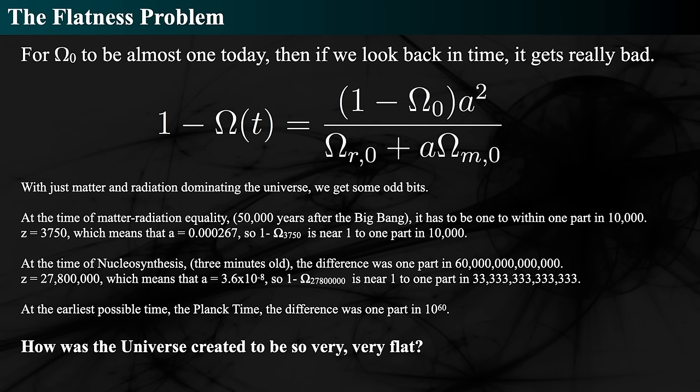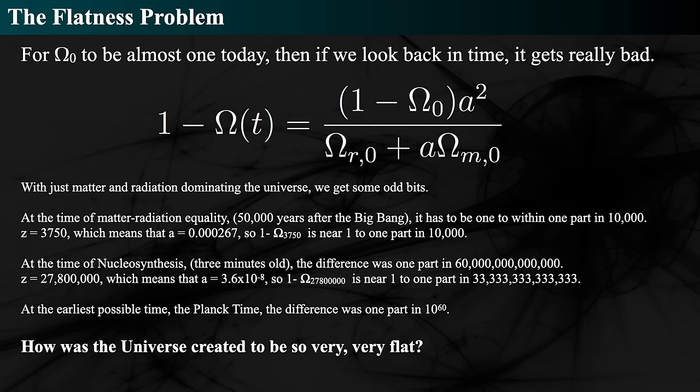If we go back to the time when radiation and matter had equal amounts of energy density, which is about 50,000 years after the Big Bang, we find that the omega sub t has to be 1 to within 1 part in 10,000. If we then go back to a redshift of 3750, the scale factor is really tiny, like 3/300ths of 1%. So that's really small. So that's roughly 1 in 10,000.